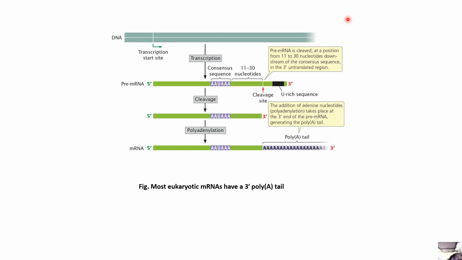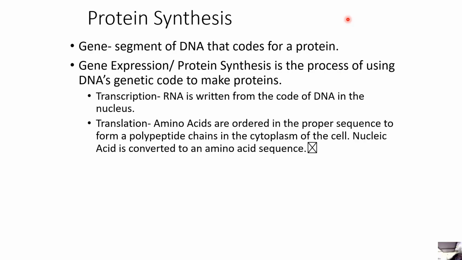Pre-mRNA is cleaved at a position 11 to 30 nucleotides downstream of the consensus sequence in the 3' untranslated region, and the addition of adenine nucleotides, polyadenylation, takes place at the 3' end of the pre-mRNA, generating the poly-A tail.